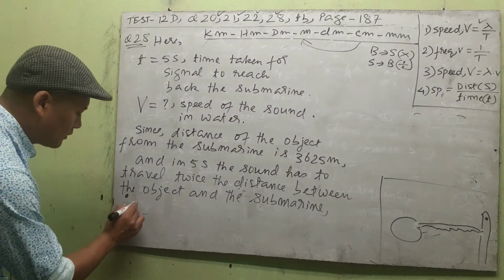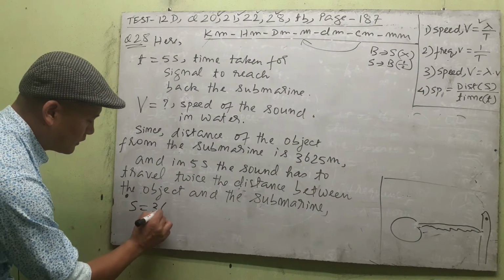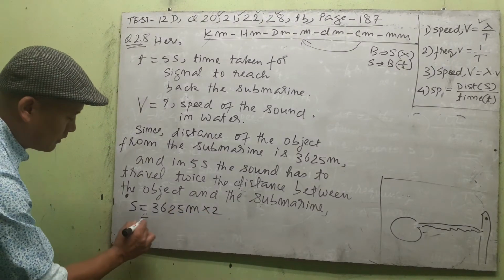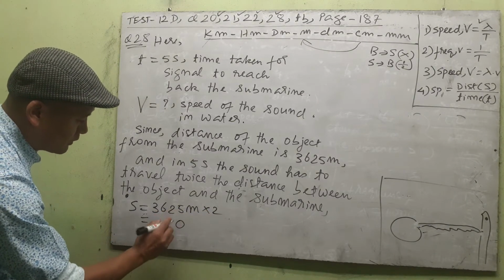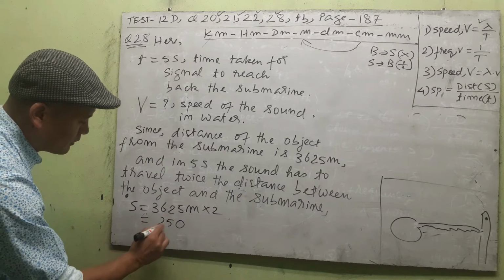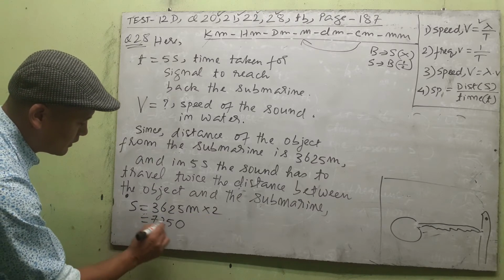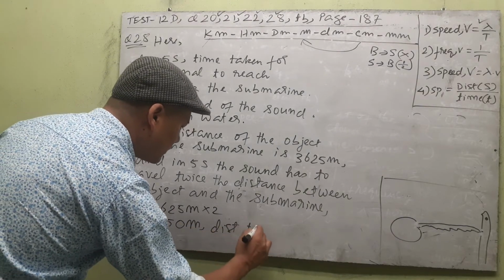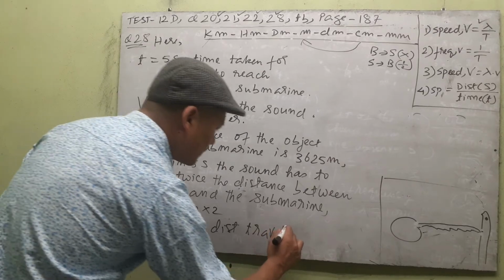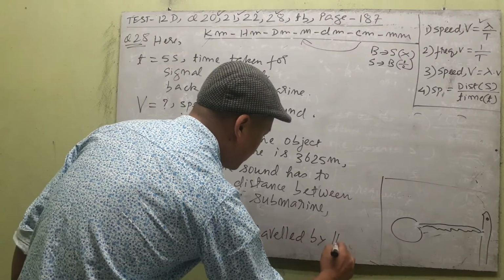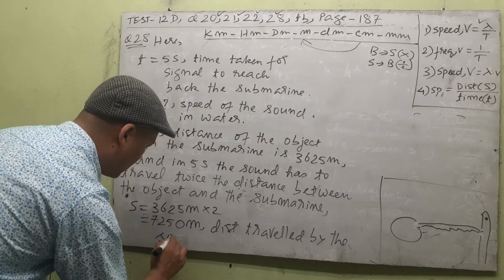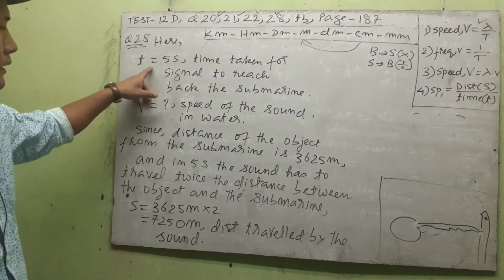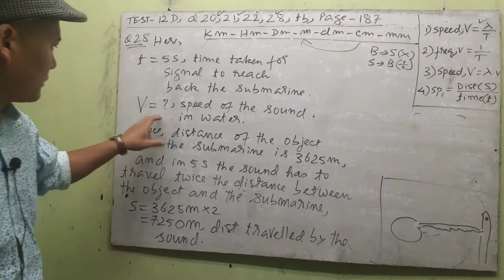Distance traveled by sound, so let's say S is equal to 3625 meter into 2, therefore double. 2 5s are 10, 2 2s are 4 plus 1, 5, 2 6s are 12, 1 and in hand, 2 3s are 6 plus 1, 7. So this is the total distance traveled by the sound or a signal. So we have here the distance, the speed and the time. So we have to find the speed.